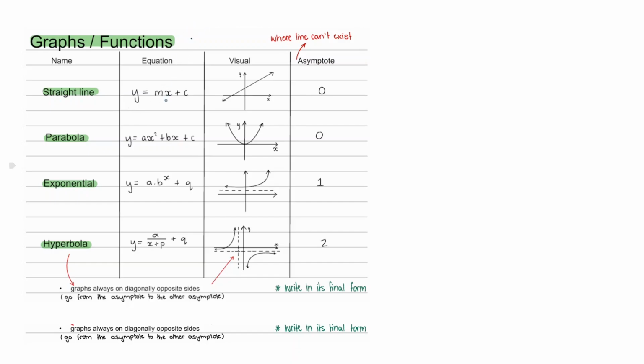And so what you've got is your straight line, which you're probably used to, y equals mx plus c. The m is the gradient, the c is the y-intercept. And there are no asymptotes, so it would roughly look like this.